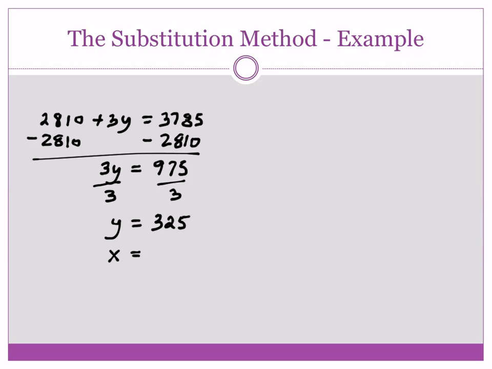What's the easiest way to find x? Yeah, plug it in that equation that we had that said 562 minus y for x. So this would be 562 minus 325. And what would that equal? 237.